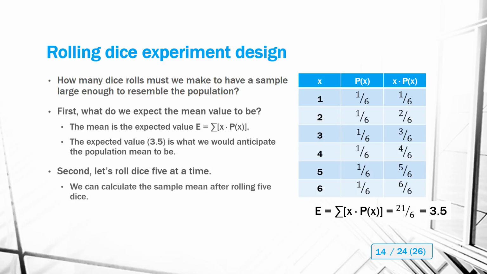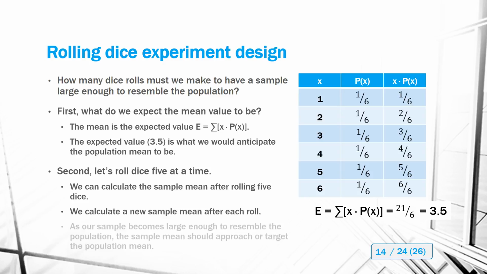We can calculate the sample mean for each of the 5 dice that we roll after each trial. And then we can add that to the other trials we've already done to calculate a new sample mean for the entire sample space. Eventually, our sample is going to become large enough to resemble the population. And at that point, the sample mean should approach or target the population mean.